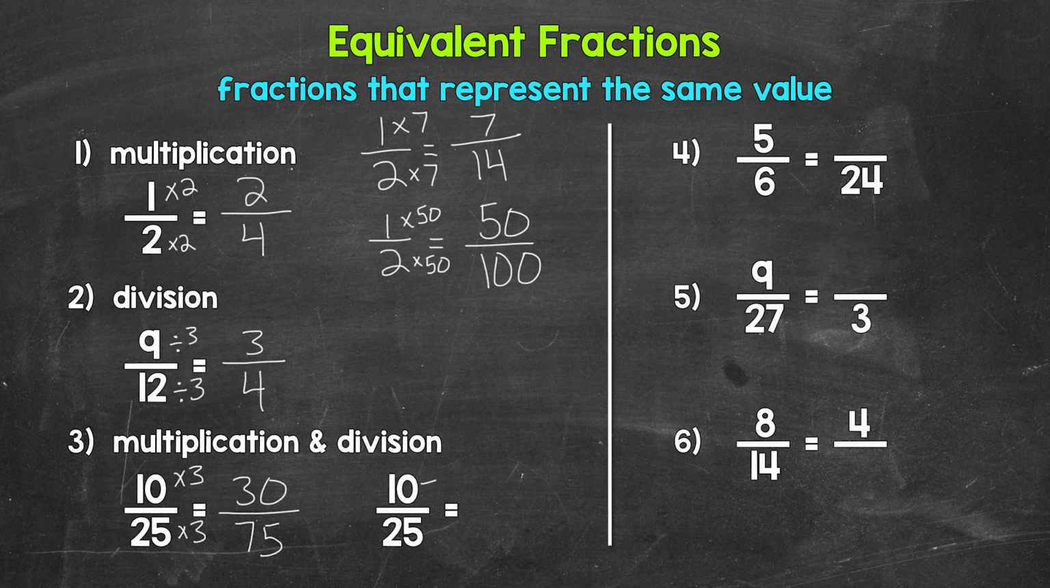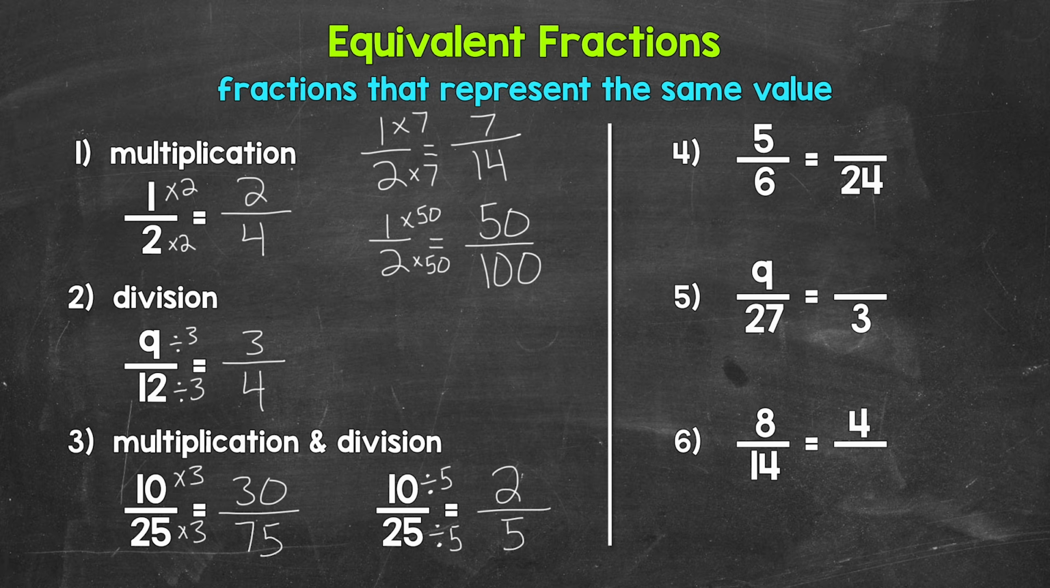Well, 5. Let's divide 10 by 5 and 25 by 5. 10 divided by 5 gives us 2, and 25 divided by 5 gives us 5. So we end up with 2/5.